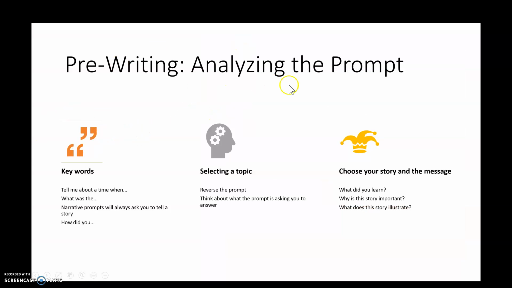So with pre-writing, you want to analyze the prompt as always. Some keywords you might want to look for in prompts to note a narrative might be "tell me about a time when" or "what was the narrative." Prompts will always ask you to tell a story. "How did you" is another prompt that you'll often see. To select a topic, you will reverse the prompt as we did with the descriptive paragraph, and you should also think about what the prompt is asking you to answer.